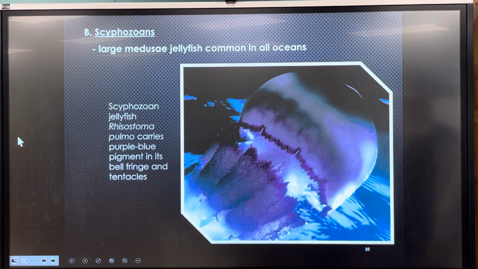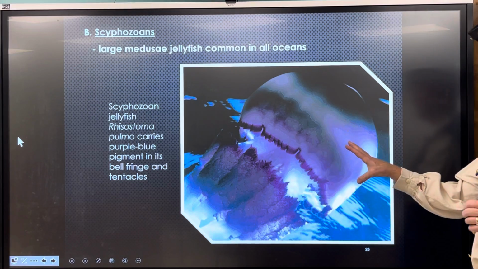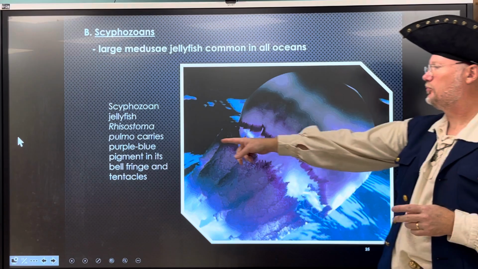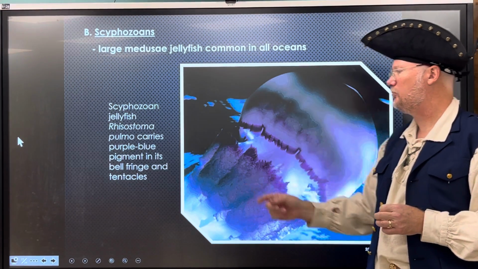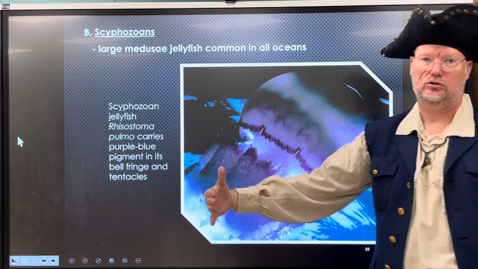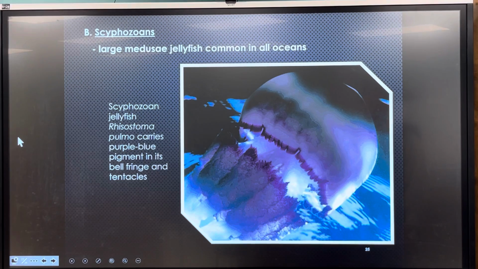The Scyphozoans, these are large Medusa jellyfish common in all oceans. This is Rhizostoma pulmo, carries purple-blue pigment in its bell-fringed tentacles. And some of them can be huge, gigantic. Scyphozoans.